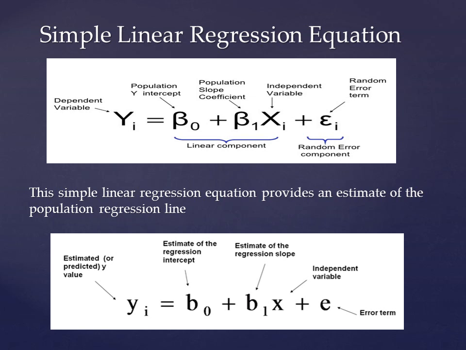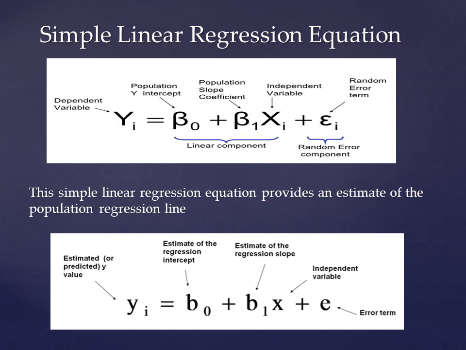Simple linear regression equation. In regression analysis, we make the distinction between the sample and the population. It is inconvenient to collect data for the whole population. We usually base our analysis on a sample. Using this sample, we try to make inference on the population. That is, we try to find the value of the parameters that correspond to the population.